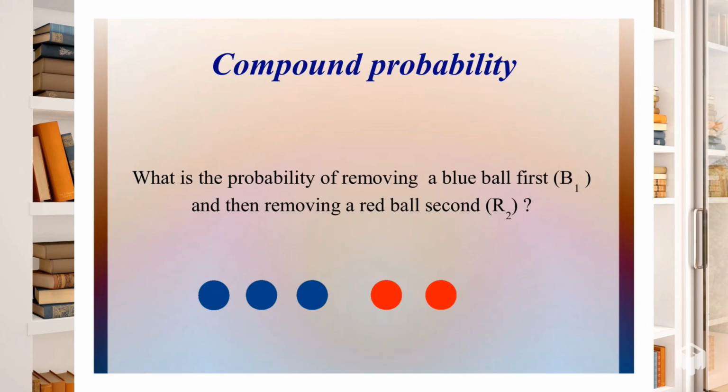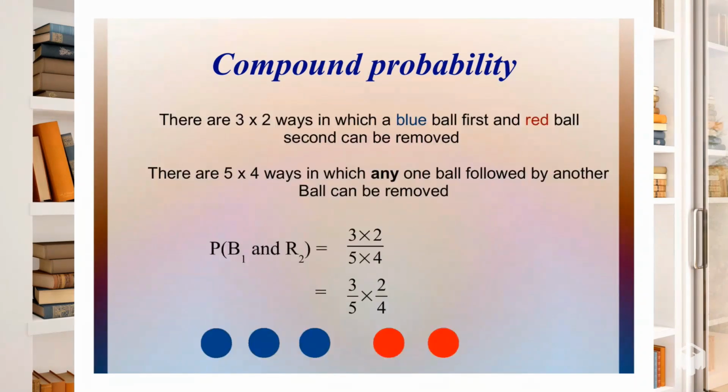What is the probability of removing a blue ball first and then removing a red ball second? Let's assume these 5 balls are contained in a bag with 3 blue balls and 2 red ones. Well, there are 3 times 2 ways in which a blue ball first and a red ball second can be removed.